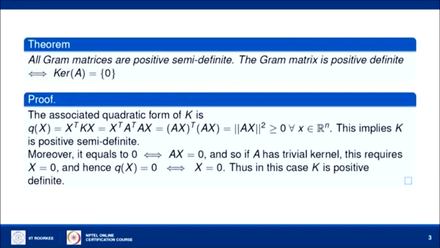Now, we have a very important result related to Gram matrices. All Gram matrices are positive semi-definite. Moreover, the Gram matrix is positive definite if and only if the kernel of A equals 0, meaning the kernel has only the 0 vector. So, let us see the proof of this.